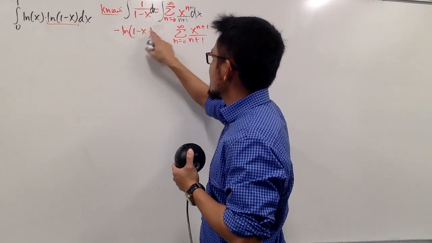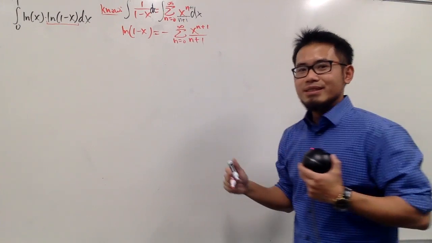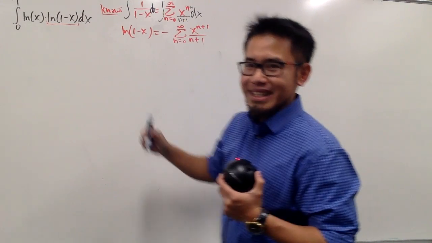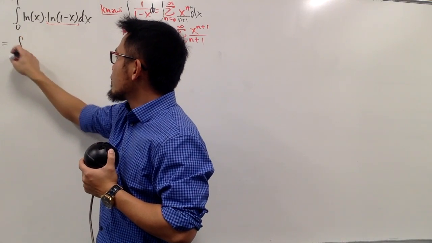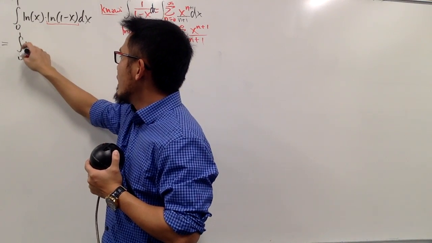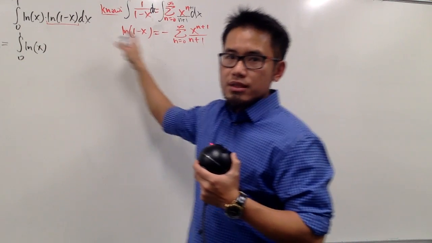So I will just do this to save some space. This is equal to negative that. Okay? So now, let's come back to the integral. This right here is equal to the integral from 0 to 1 ln x, and I'm going to plug in this for that.